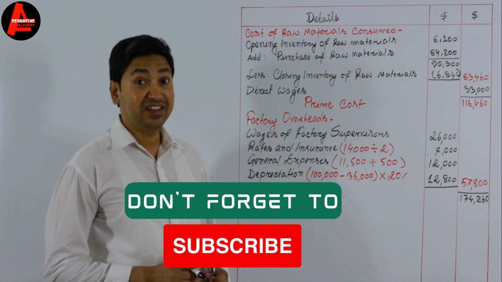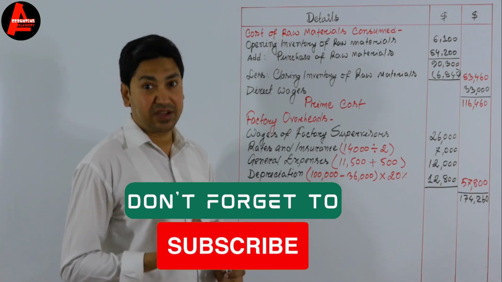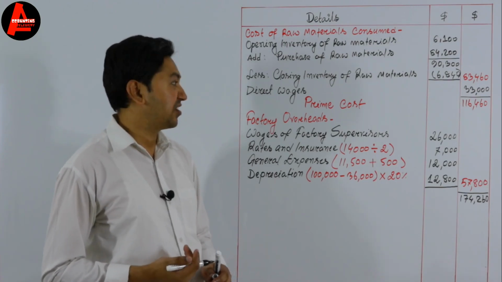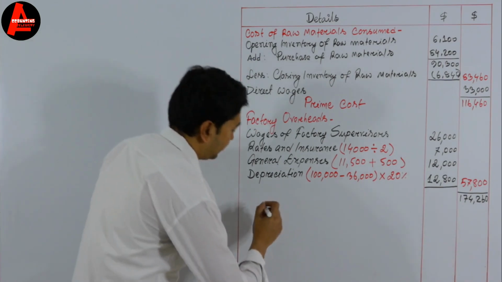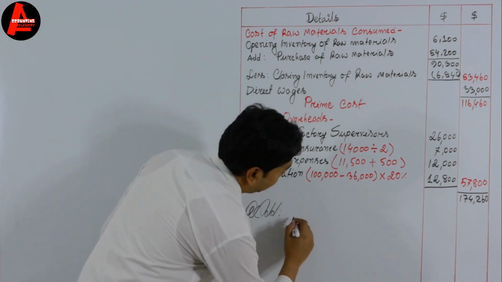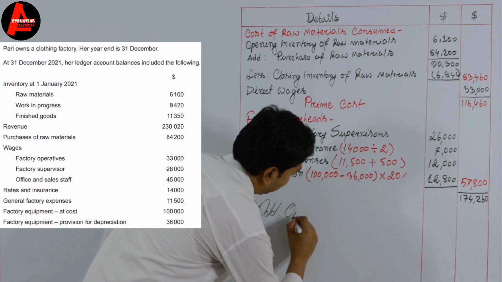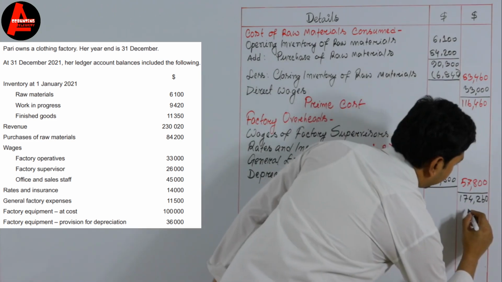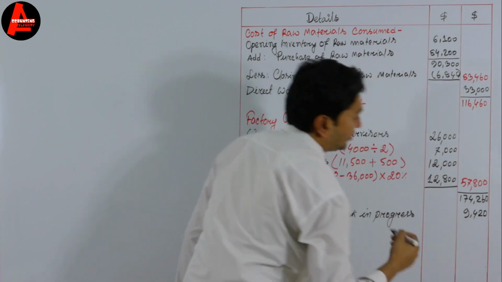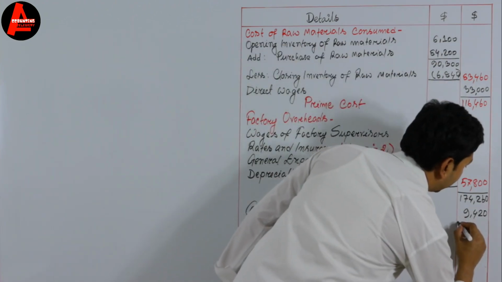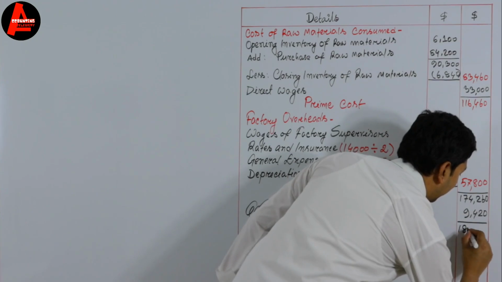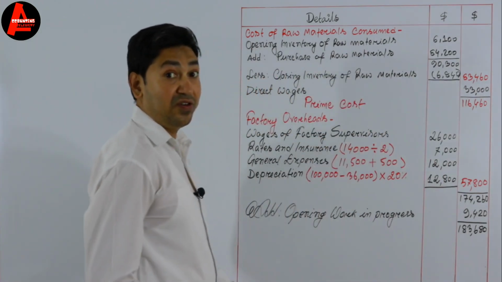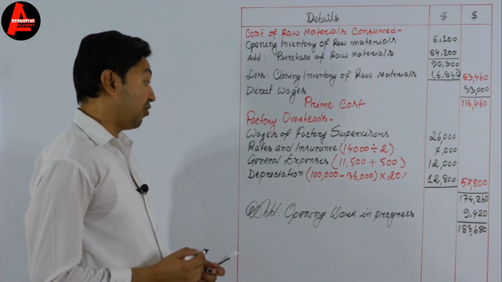Now what to do? Now we will add opening work in progress and we'll subtract closing work in progress to calculate our cost of production. At first we will add opening work in progress, so plus opening work in progress $9,420. If we add, we get here $183,680.